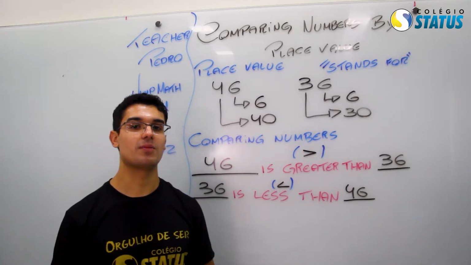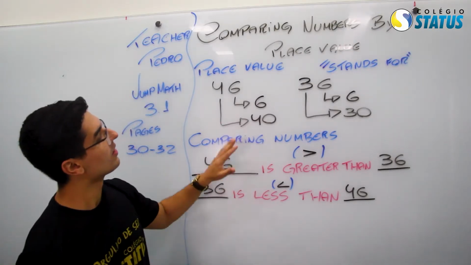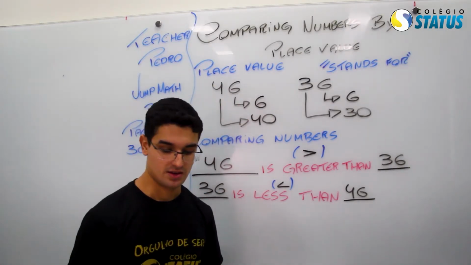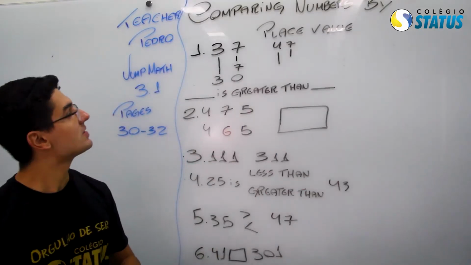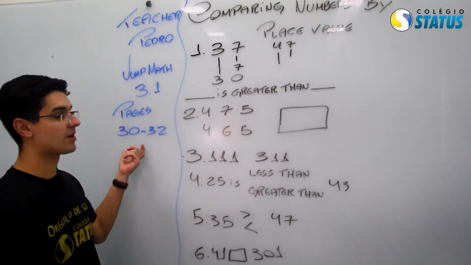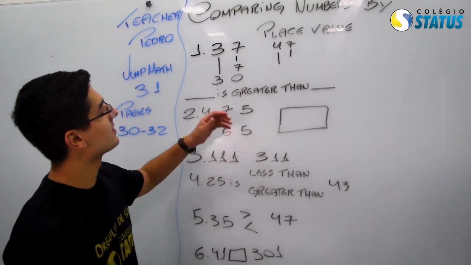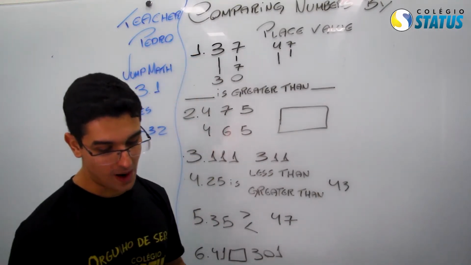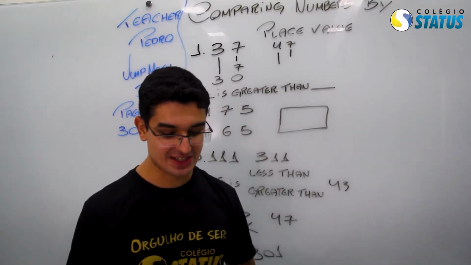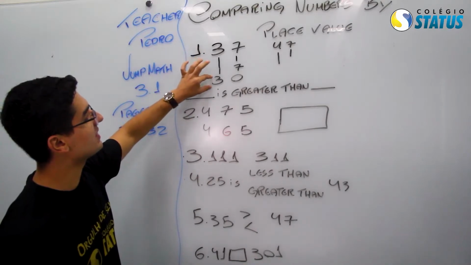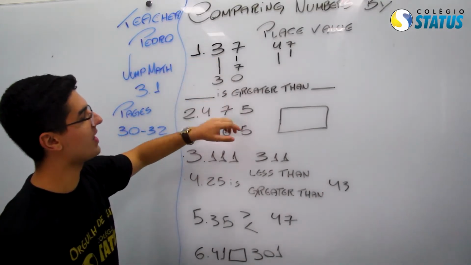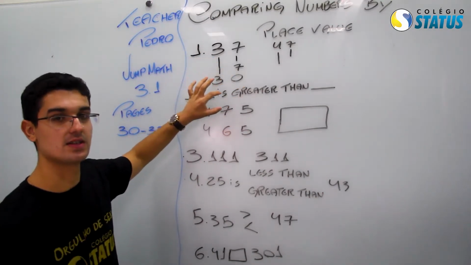Now, let's have some exercise. You clean the board and then we do the exercise, okay? Now kids, open the books to page 30, okay? Exercise number 1. Write the number that each digit stands for. Okay? So write the number that each digit stands for and then complete the sentence.